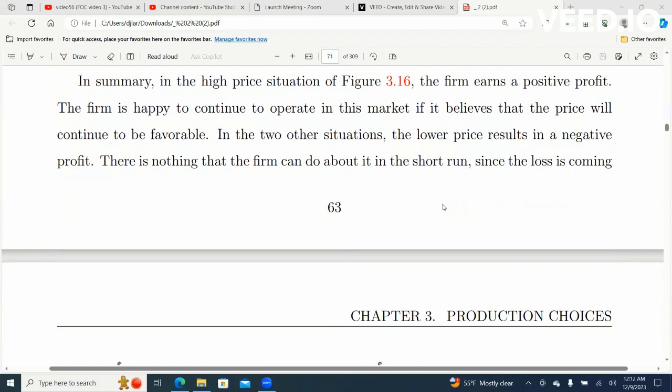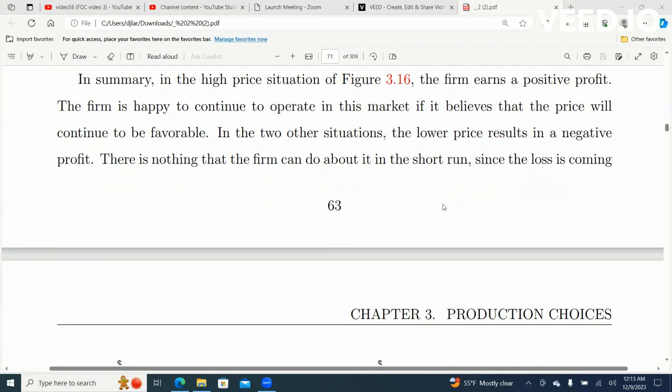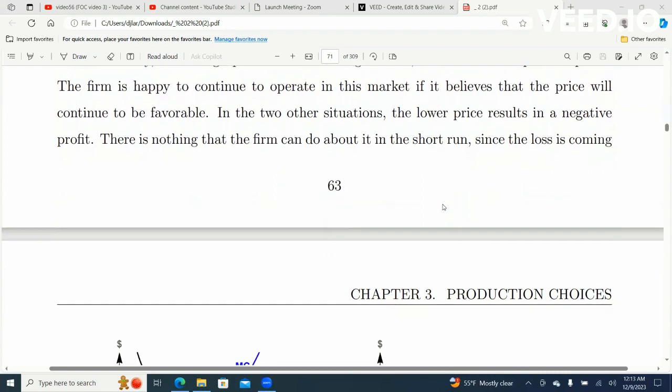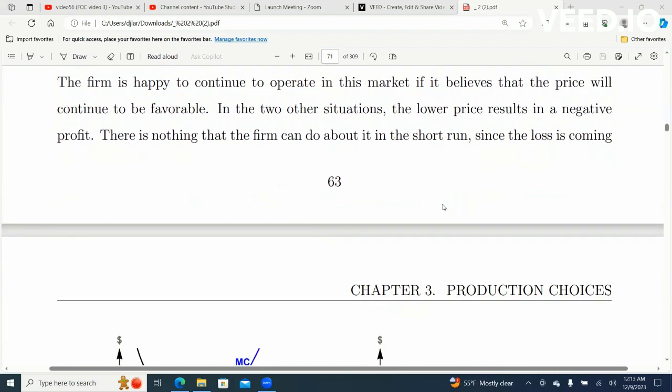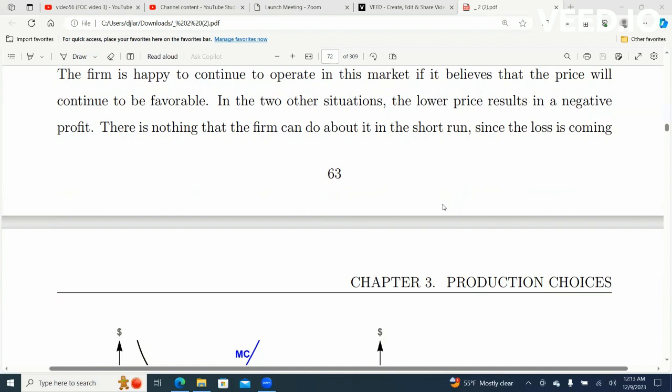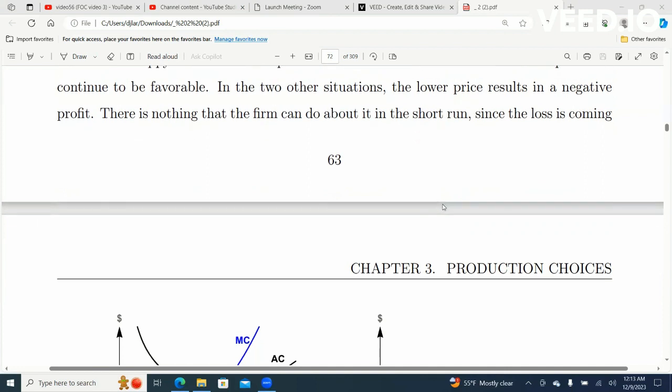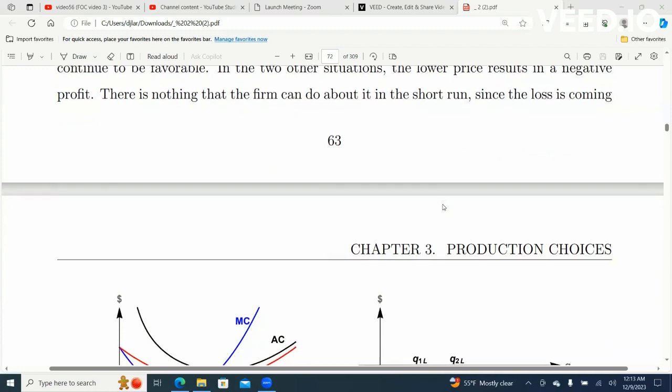In summary, in the high price situation of figure 3.16, the firm earns a positive profit. The firm is happy to continue to operate in this market if it believes that the price will continue to be favorable. In the two other situations, the lower price results in a negative profit. There is nothing that the firm can do about it in the short run since the loss is coming.